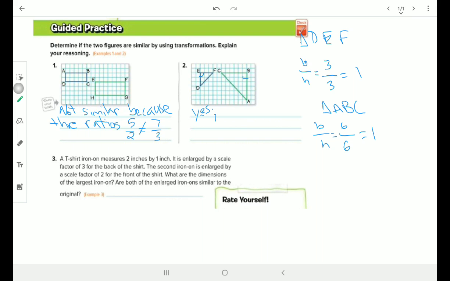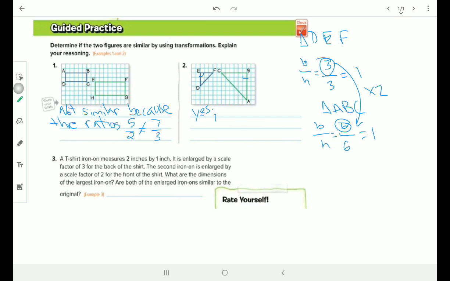So we've got to figure out what the scale factor is. So how do I get from a side length or a base of 3 to a base of 6? Well, we multiply by what? By 2. That means this shape has a dilation.